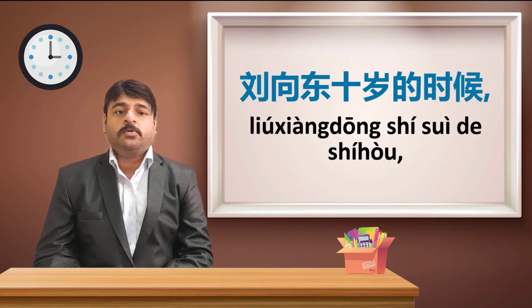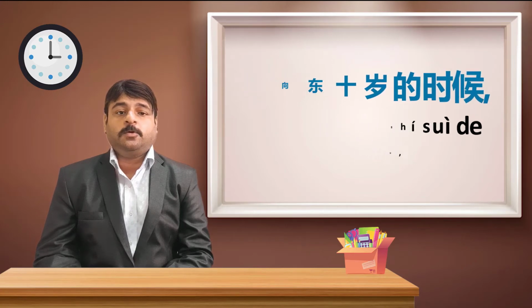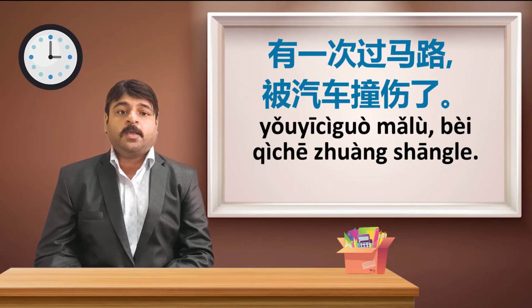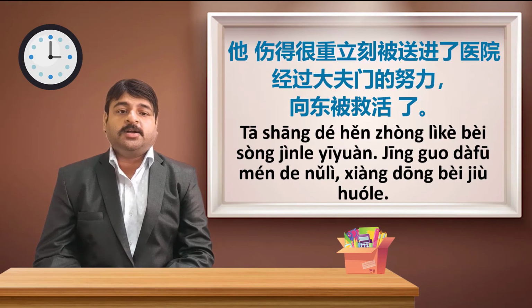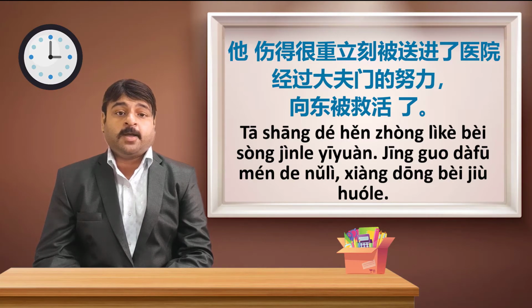刘向东10岁的时候, when Liu Xiangtong was 10 years old, 有一次, once, 过马路, was going over the road, 被汽车撞伤了, was hit by a car. 他的伤很重. 伤 is injury. 重 is serious or heavy. His injury was serious. Liu Xiangtong, when he was 10 years old, once while going over the road, was hit by a car. His injury was very serious.